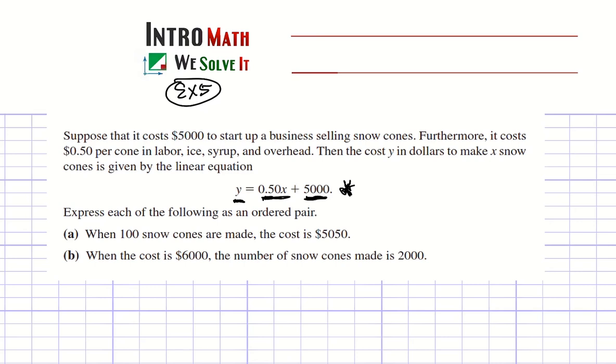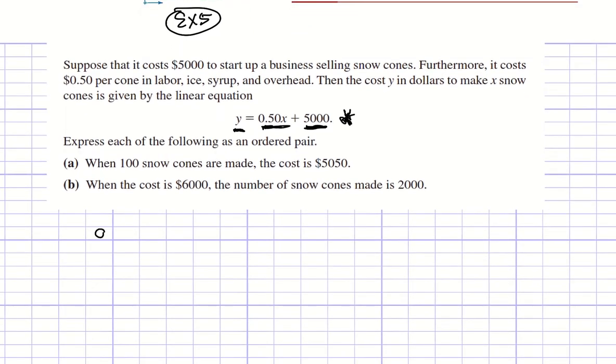When 100 snow cones are made, the cost is $5,050. So let's do number A, then we'll go to number B. Here is what's going on. You gotta understand what is going on. The cost y is the cost in dollars, x is the number of snow cones made, and this equation represents those 2 variables in a linear equation in 2 variables.